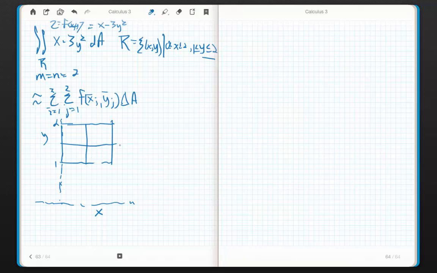All right? But before I get crazy, just like before, I need to figure out what delta A is. Remember how we had to figure out what delta x was before? Well, let's write some stuff down. I know if x goes from 0 to 2, then this is going to be the point. Let's put some points here. This is going to be 0, 1. This is going to be 1, 1. And this is going to be 2, 1, right?